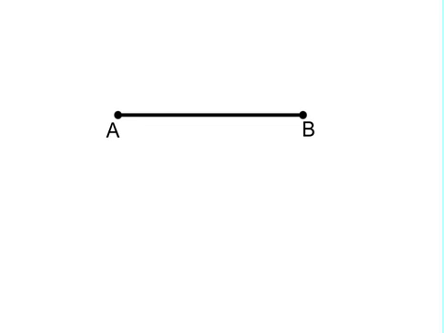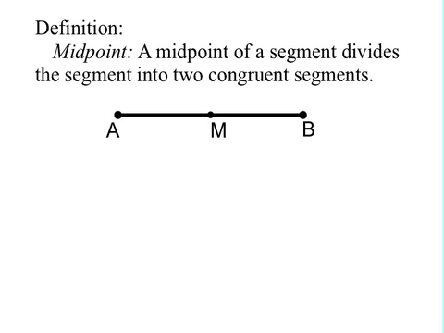You're looking at a line segment. The endpoints are labeled A and B, so we can call this line segment segment AB. Now we've placed a point in the middle that appears to have divided the segment into two equal parts. And that brings us to a definition.